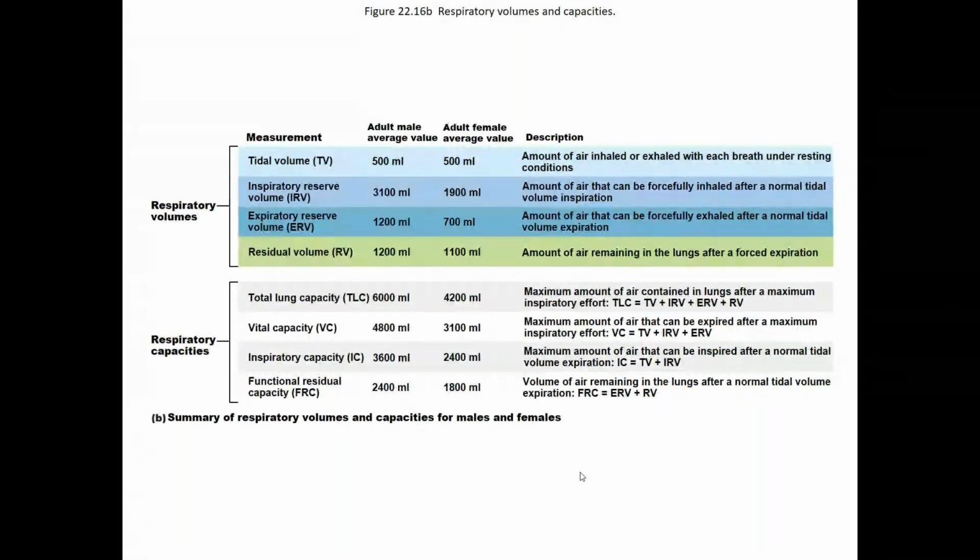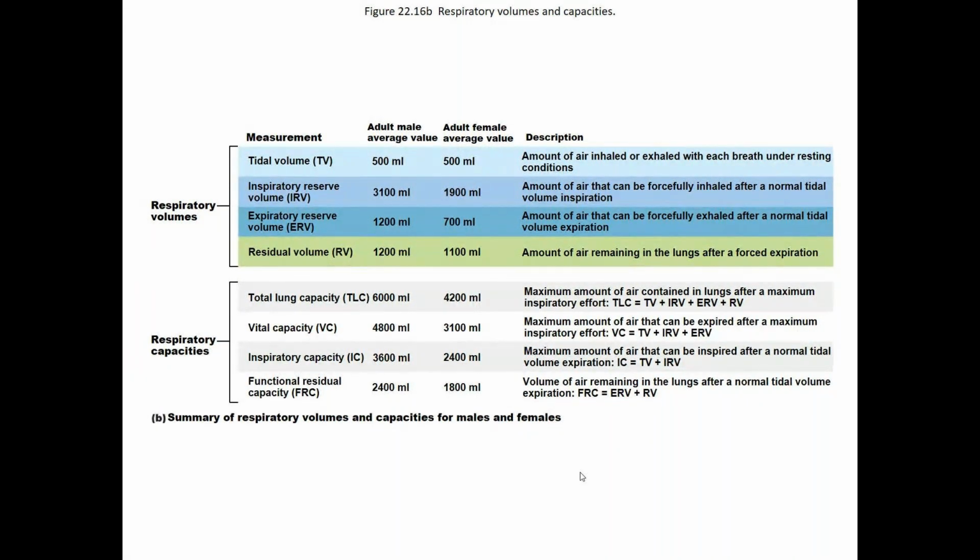The ERV is kind of the same thing, but in the opposite direction. You take your normal breath out and then you keep going, right? How much more air can you breathe out? And this is significantly less. This is about a liter for both men and women. Men are a little bit higher at about 1,200 mils. Women are a little bit lower, about 700 mils. But again, kind of in the range of error there.